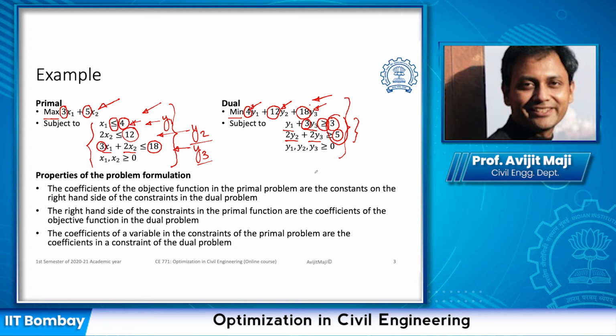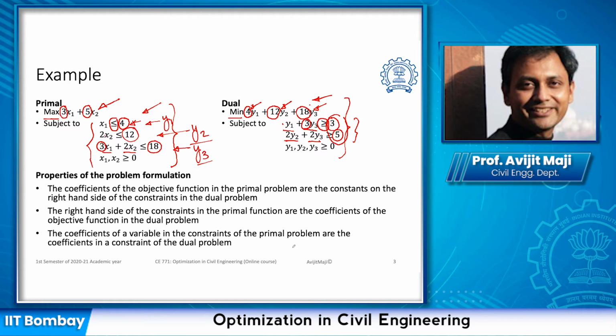And the third property is that the coefficients of a variable in the constraints of the primal problem are the coefficients in a constraint of the dual problem. These coefficients 1, 2, 3, we are retaining those coefficients, so 1 and 3, so 2 and 2. So that is what the third property indicates.